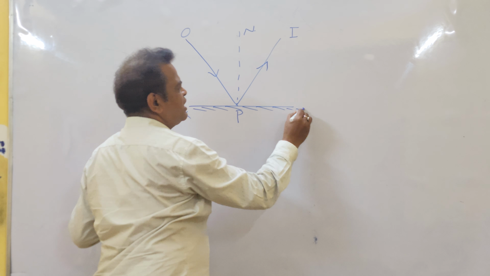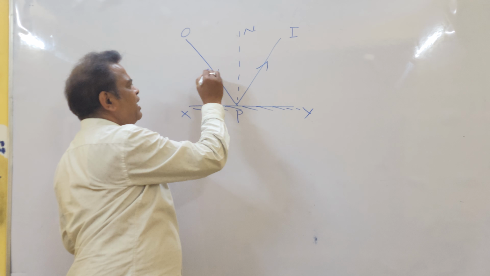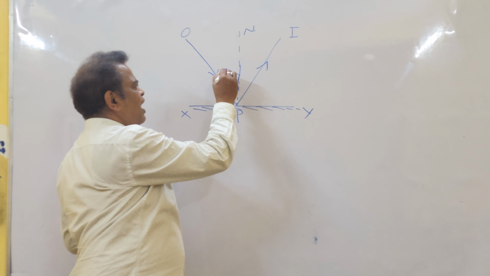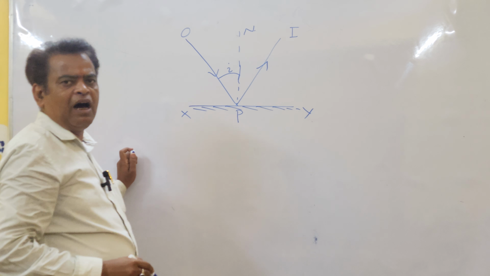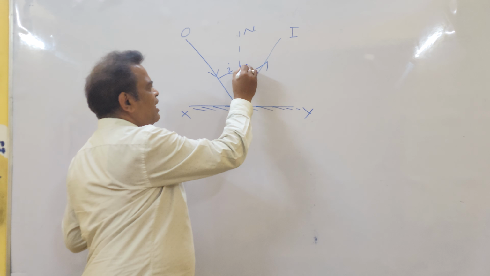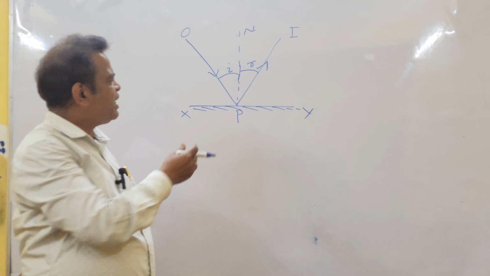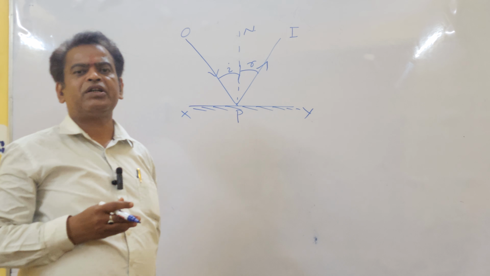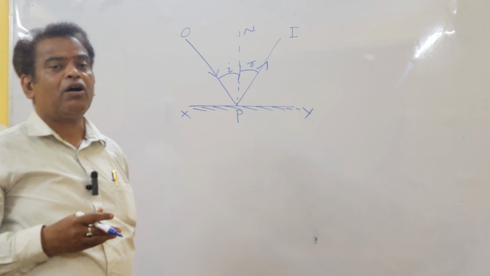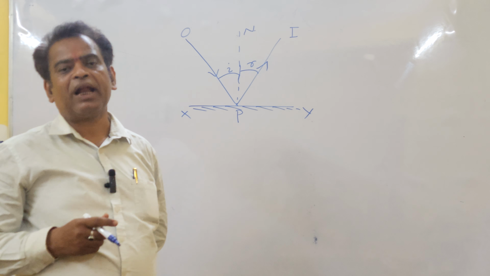This is your point of incidence P, and this is your plane of incidence XY. The angle between the normal and the incident ray is the angle of incidence I, and the angle between the normal and the reflected ray is the angle of reflection R. After understanding how reflection takes place through a plane mirror, we can write the laws of reflection of light.